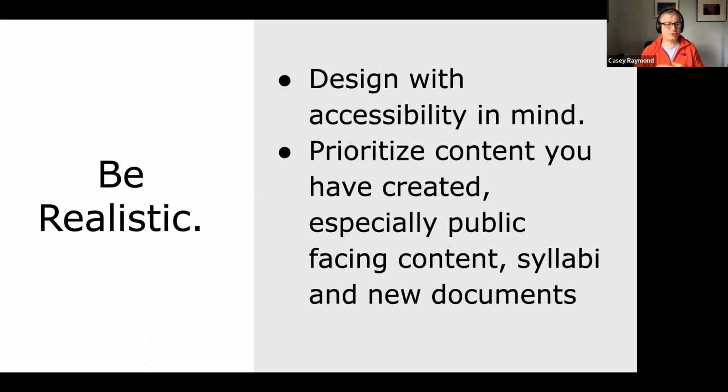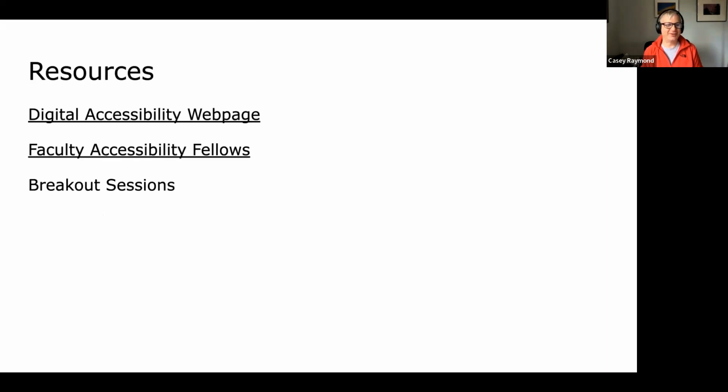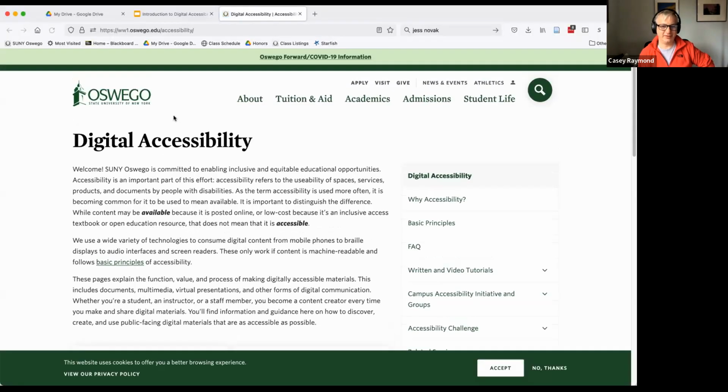Now, we haven't shown you how to do any of this, but there's plenty of resources that we want you to be aware of. The first one is our campus's digital accessibility webpage, and I'm going to show you that. There's the Faculty Accessibilities Program. There's these breakout sessions that CELT runs every winter and spring. And they all go into these additional pieces of content.